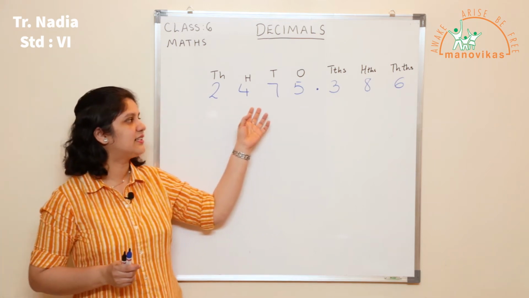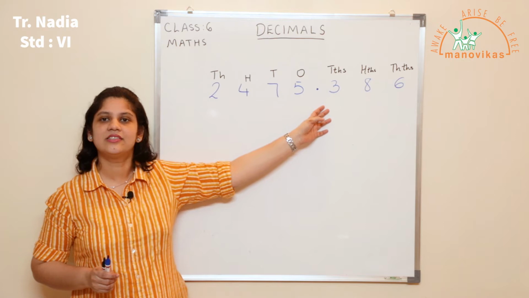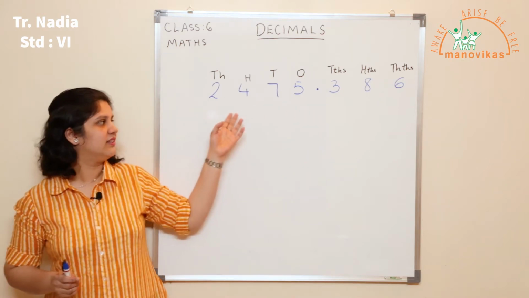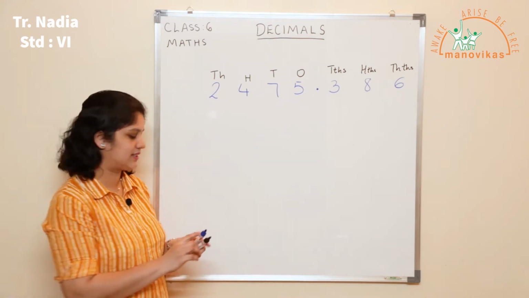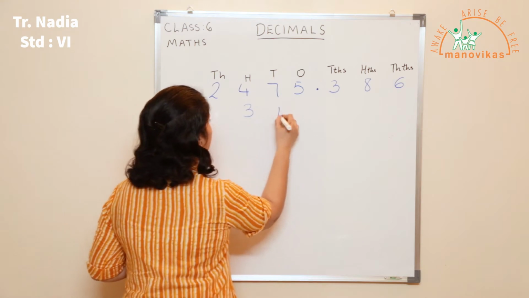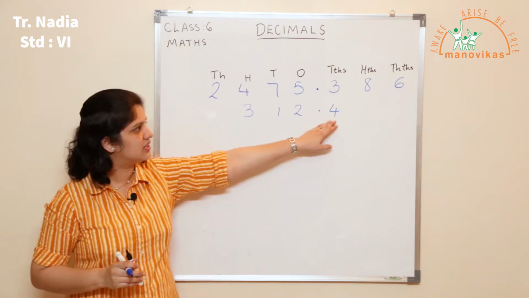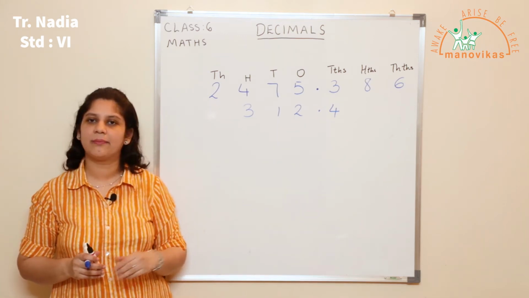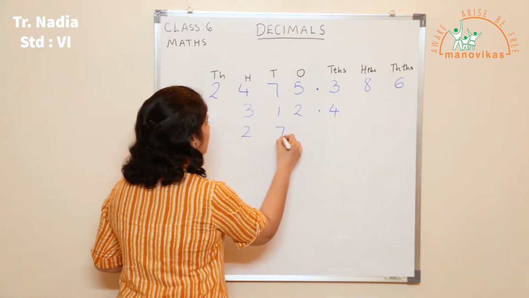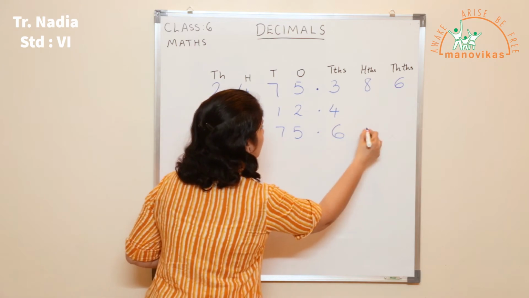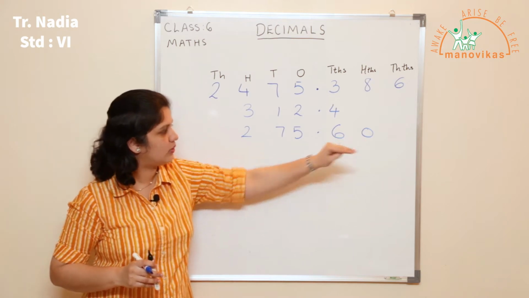So if I say it is 2475 point three hundred eighty-six, it is wrong. The correct way of reading this is 2475 point 3 8 6. Similarly, if you have another number, this number has only one decimal place, it only has a digit in the tenths place, I would read this number as 312 point 4. Another example would be, now this number has only two decimal places, 6 in the tenths and 0 in the hundredths.